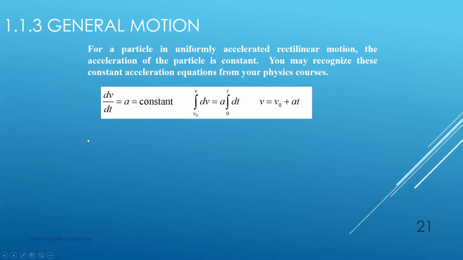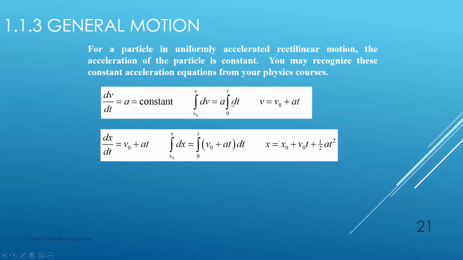Moving on. For a particle in uniformly accelerated rectilinear motion, the acceleration of the particle is constant. You may recognize this constant acceleration equation from your physics courses: dv/dt is equal to a. In this case, a we consider as a constant, and if you would like to know the velocity at that particular instant, you can use this formula.